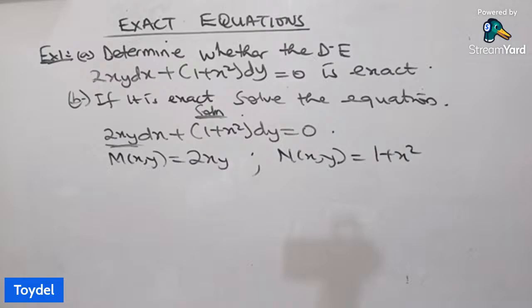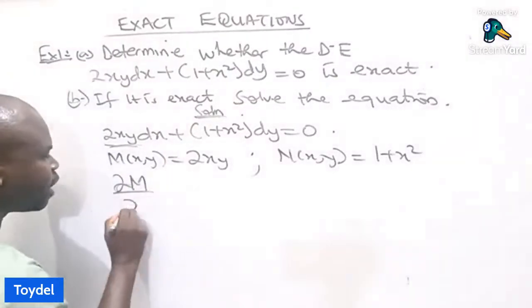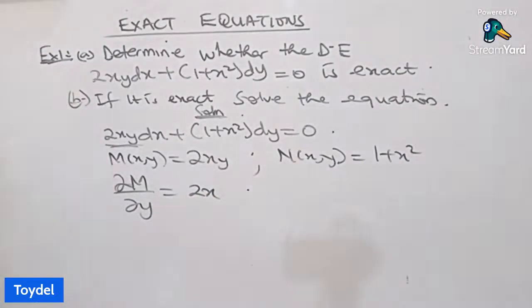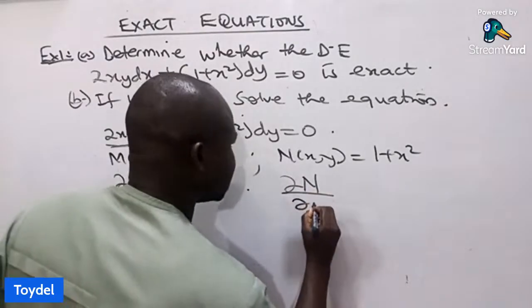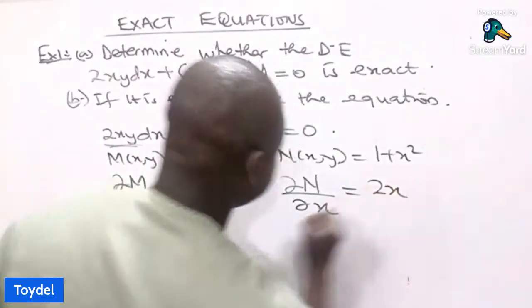What we are going to do is differentiate both M and N partially. The first one is that we differentiate M partially with respect to y. If we differentiate this partially, we are going to have 2x. Then the second one, we differentiate the N with respect to x, partially with respect to x, and we are going to have 2x.